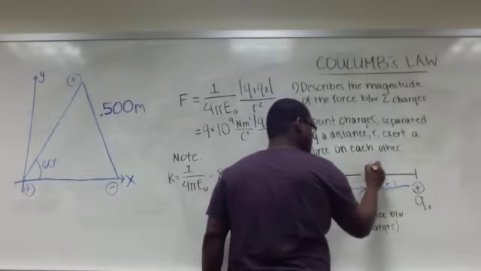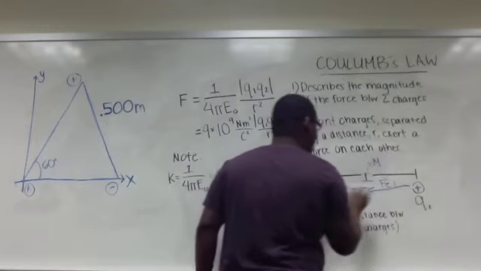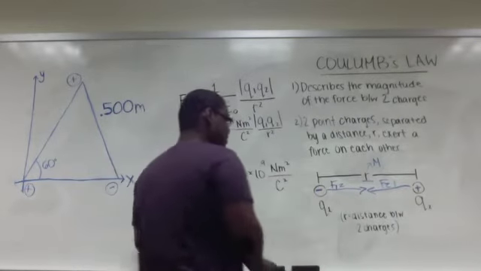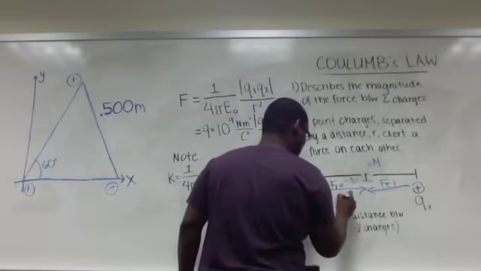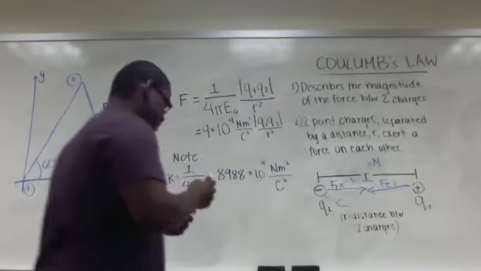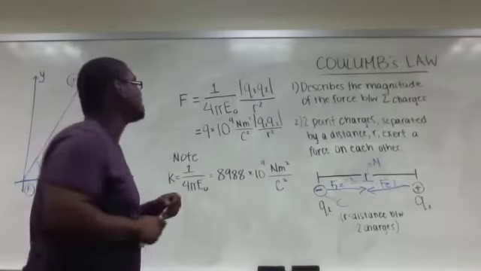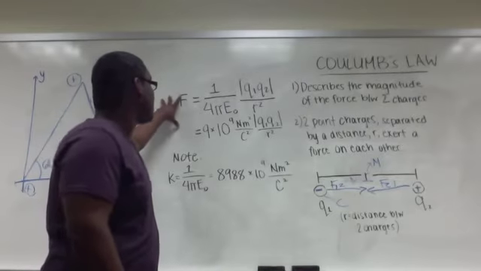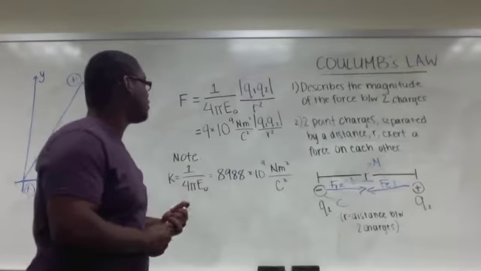They're separated by a distance of r, the distance between both of the charges, and r is usually in units of meters, so that everything cancels out later. Force will be in newtons and charges will be in coulombs, just to get that straight from the beginning. So the equation for Coulomb's law states that force is equal to 1 over 4 pi epsilon naught times the product of your charges over r squared.